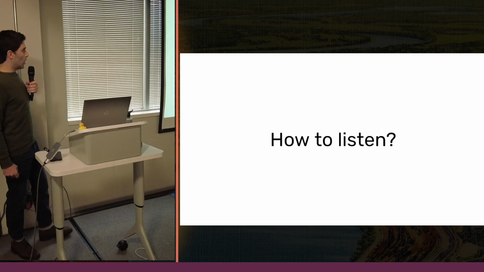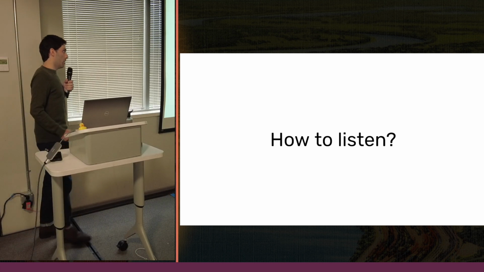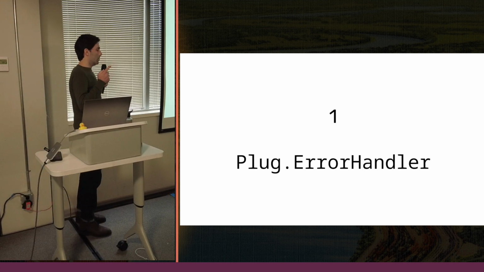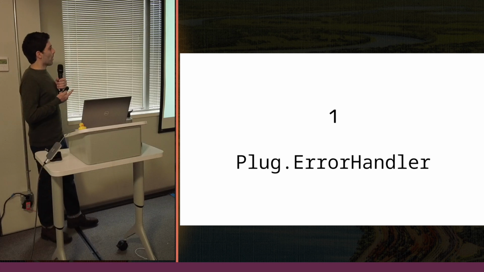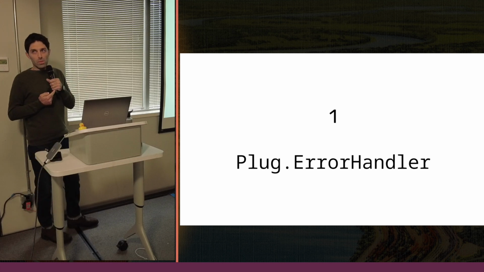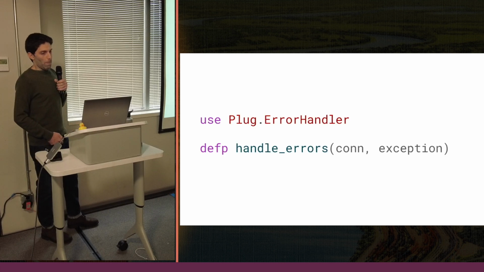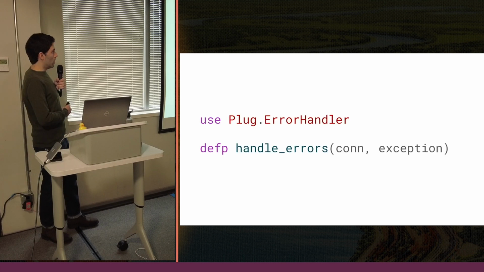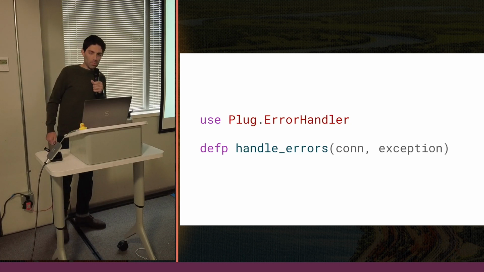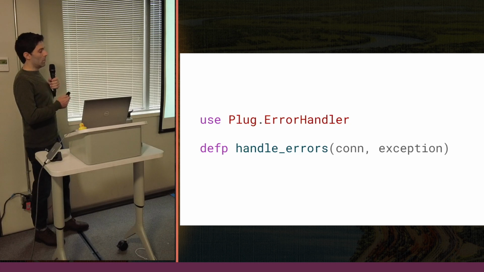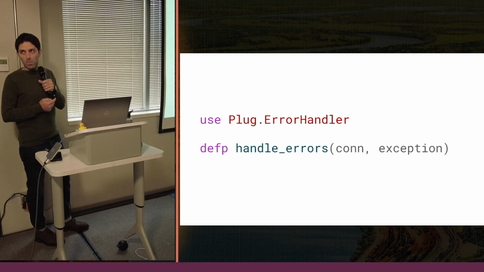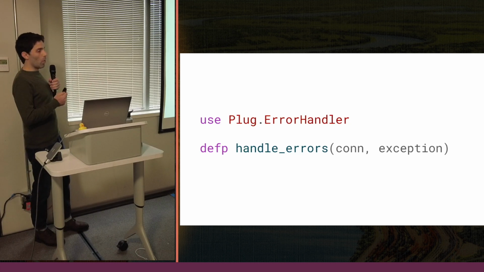We learned that reasonable options were, number one, using Plug's error handler to listen to exceptions in web requests, using the module in a router and implementing the callback handle_errors, receiving the plug connection and the exception. But it's important to note that this will only listen to exceptions occurring in web request processes.